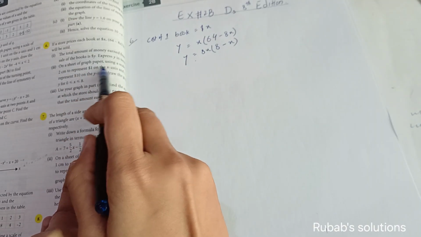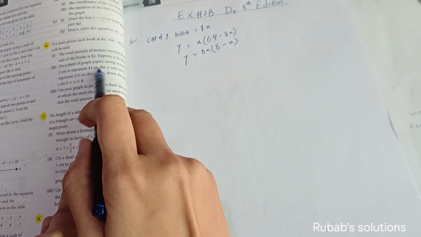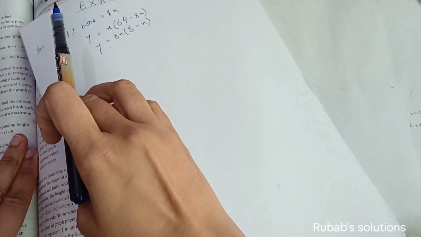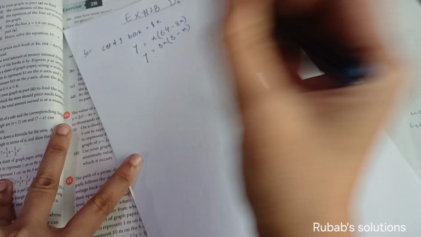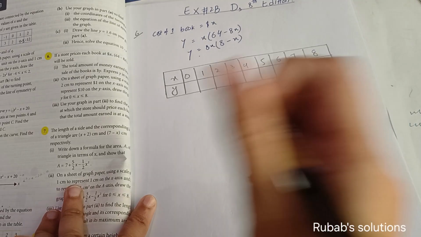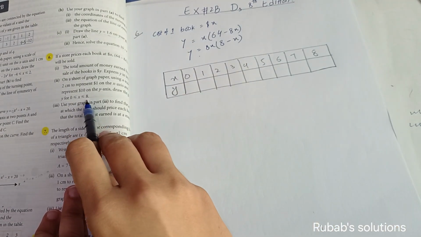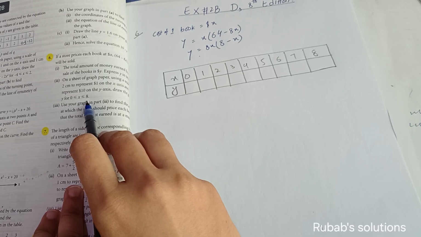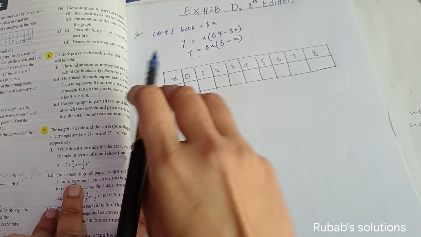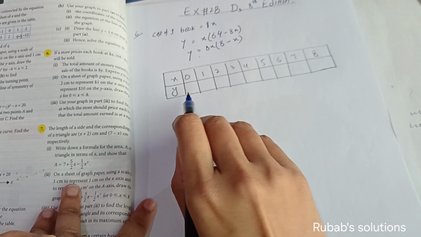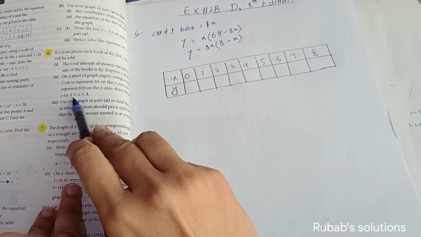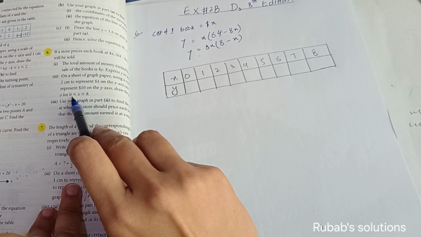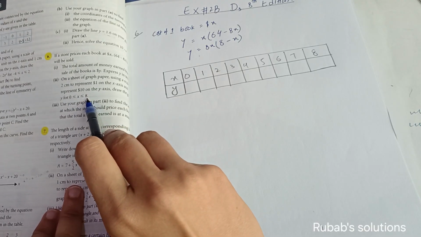On a sheet of graph paper, using a scale of 2 centimeter to represent 1 unit on the x-axis and 1 centimeter to represent $10 on the y-axis. Okay, now the range is given from 0 to 8. While we are doing the equation for a straight line or linear equation, I'll choose only 2 or 3 values. But over here you have to make a curve, so all the values given in your range you have to take. 0 is less than or equal to x is less than or equal to 8. That means 0 is also included and 8 is also included.